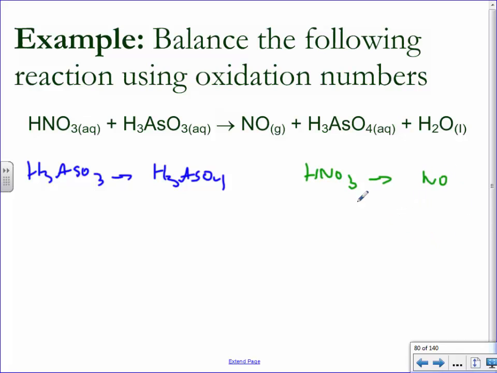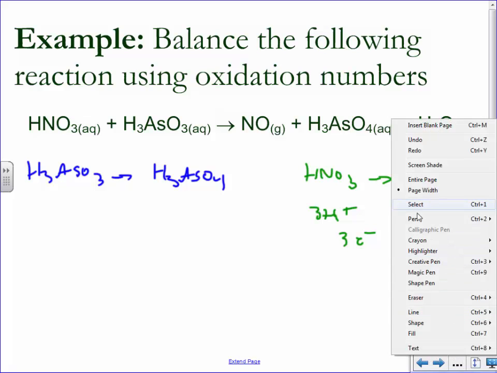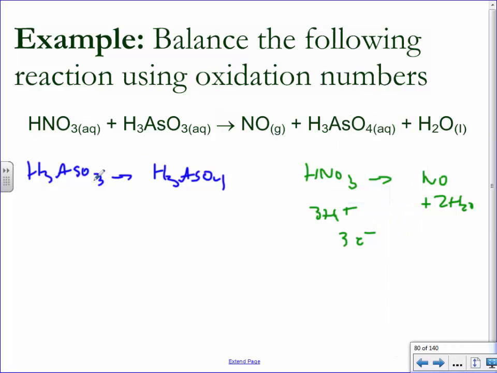Then you would add 2 waters on this side. You would add 3 H pluses on this side, and you would add 3 electrons. And over in the blue equation, you would add 1 water to this side. And then you'd have to add 2 H pluses to this side and 2 electrons. You'd have to do something like this. It would work. It would suck, but it would work.